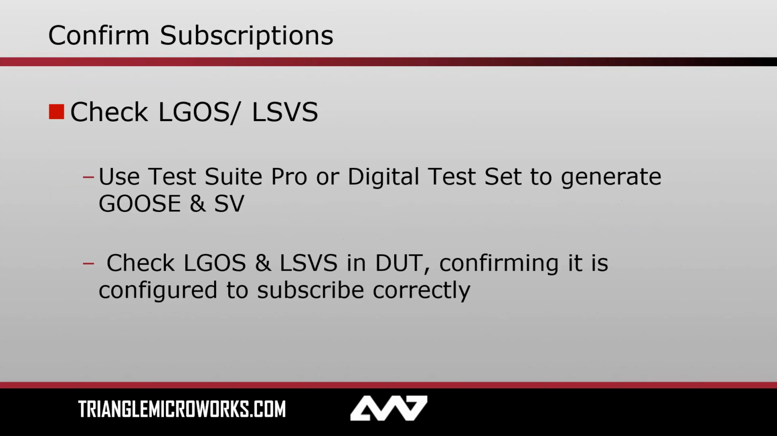From there, now that we know that our device is configured with the right file and that it's publishing, we want to check its ability to subscribe. There's a couple of different ways you could do this. You could get another real IED on the table that's configured to publish the GOOSE or sample value streams that your device under test is configured to subscribe to. You could simulate the entire devices that are publishing in DTM or Test Suite Pro, or you could simulate just the relevant streams using basically a 61850 test set.